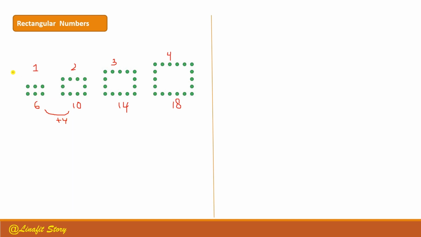The first term is 6. The zero term is 6 minus 4, which is equal to 2. So the general term of this sequence is Cn is equal to 4n plus 2. For example, we will find the fourth term. The answer is 18. C4 is equal to 4 times 4 plus 2. 16 plus 2 is equal to 18.